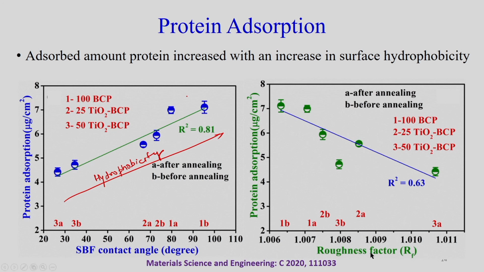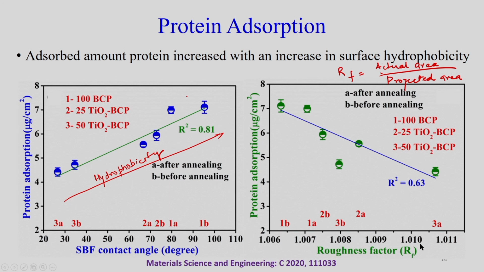Again we have analyzed the roughness factor. We have already measured the surface roughness, and we have also calculated the roughness factor, which is defined as RF. I will just revise: RF is the actual area divided by the projected area. Because of the roughness, the actual area is always higher than the projected area.